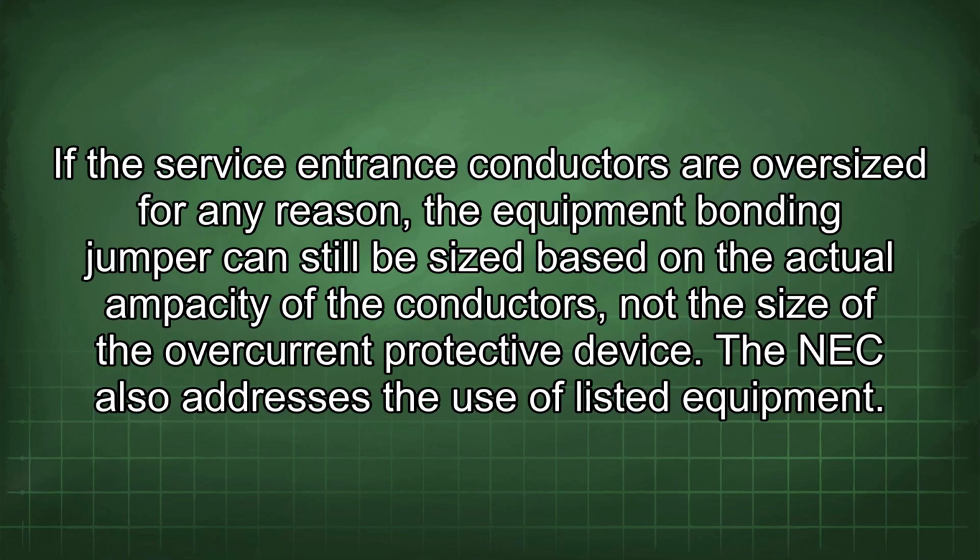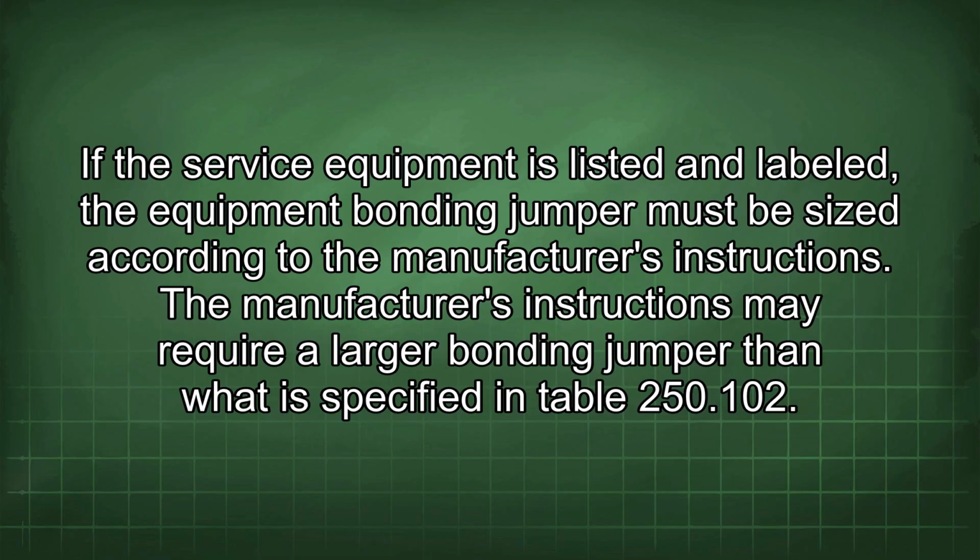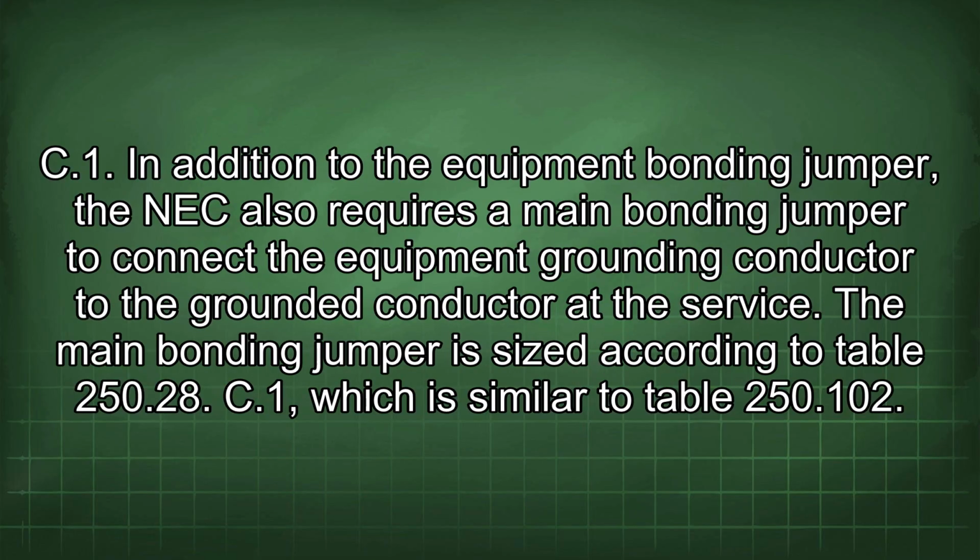The NEC also addresses the use of listed equipment. If the service equipment is listed and labeled, the equipment bonding jumper must be sized according to the manufacturer's instructions. The manufacturer's instructions may require a larger bonding jumper than what is specified in Table 250.102(C)(1). In addition to the equipment bonding jumper, the NEC also requires a main bonding jumper to connect the equipment grounding conductor to the grounded conductor at the service.